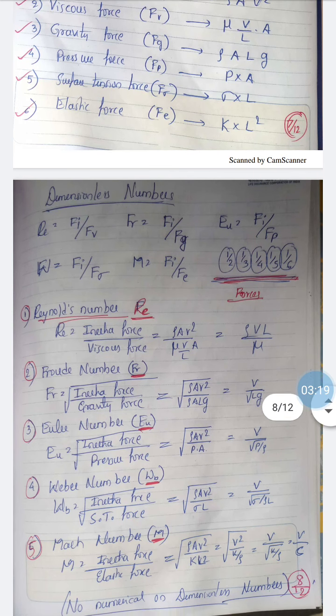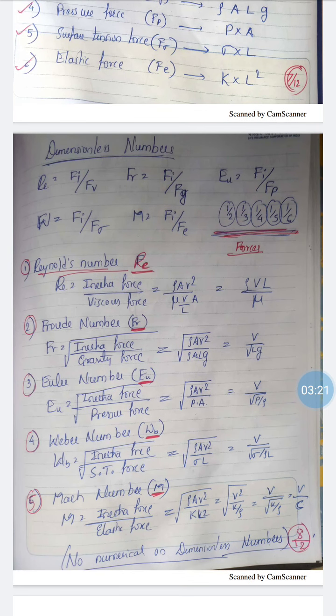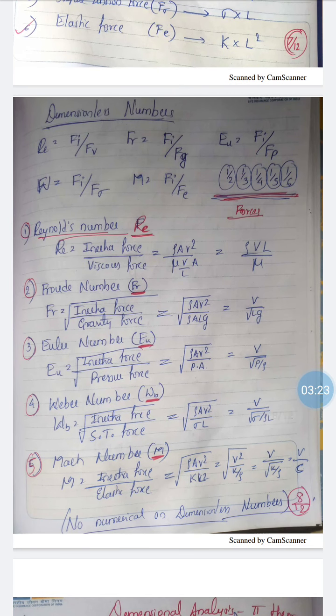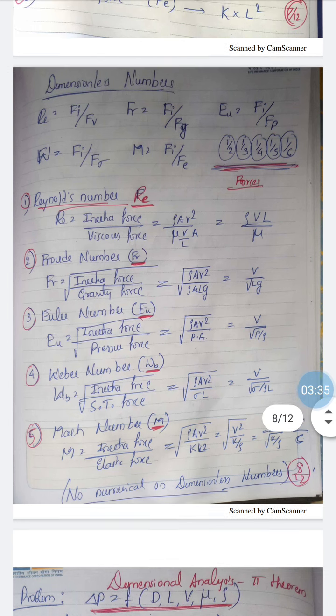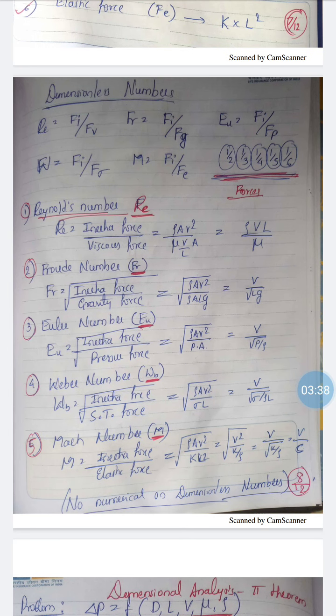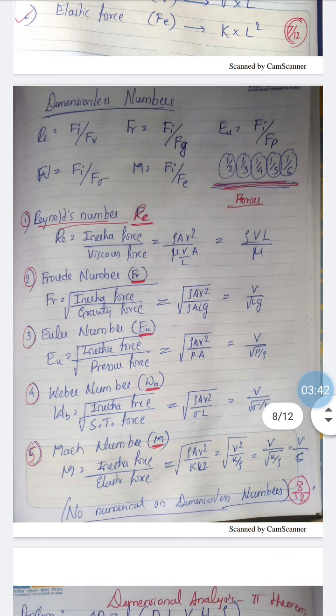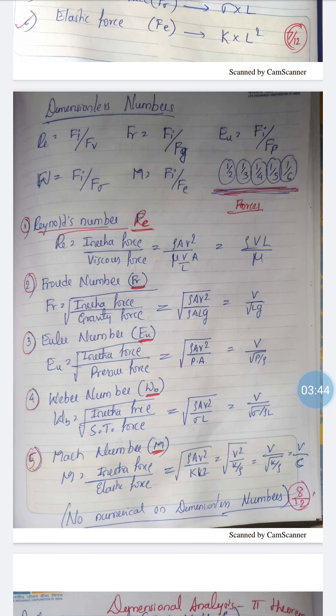The first dimensionless number we have is the Reynolds number. Reynolds number is the ratio of inertia force to viscous force. Inertia force is rho A V square, viscous force is mu into V by L into A. Finally, we get rho V L by mu. Sometimes when it is used for a circular pipe, we also call it rho V D by mu. Now, the units of rho V D together are the same as the unit of mu, so it is a dimensionless number. Similarly, next is the Froude number, which is the ratio of the square root of inertia force to gravity force.